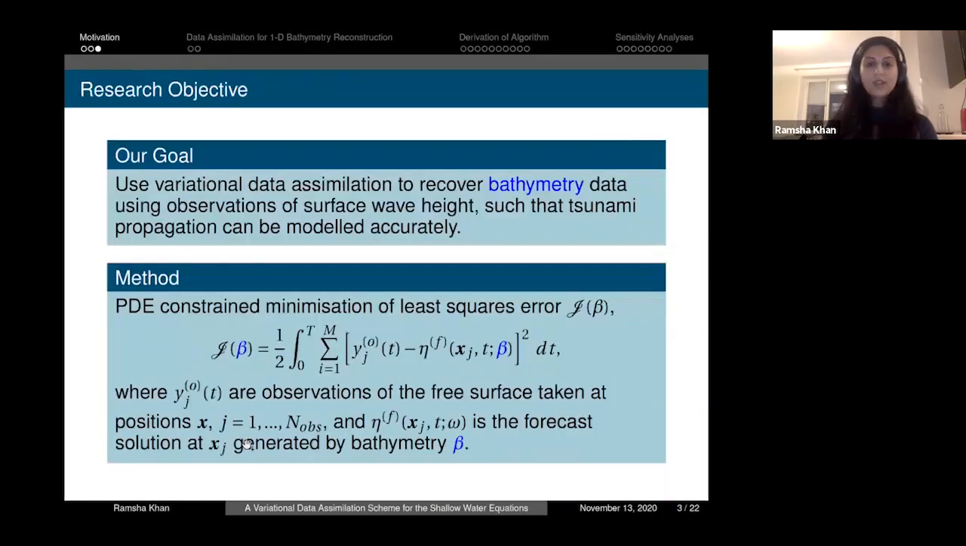And so our goal is to use variational data assimilation to recover the bathymetry using observations of the sea surface, eta, such that the tsunami propagation can be modeled accurately. And what that means is we want to minimize the error between the observations of the sea surface height, which are represented by y at some measurement points j, and our forecast of eta at these measurement points, given a guess for the bathymetry. And so the optimal bathymetry reconstruction is the one that gives us the minimum of this function here.